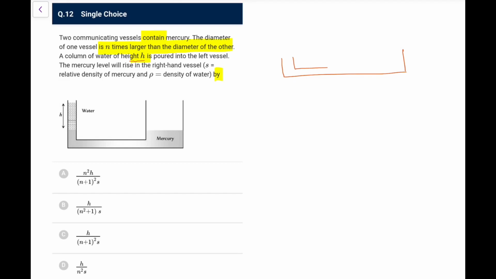Initially, let's say this was the situation, the level of mercury was like this. Now if it rises by x, the volume shifted here would be the larger area A into x, and the volume that will be drifted here would be a times x dash. Let's say x dash is the drop here. So first of all, A x dash would be a x. So x dash would be in terms of A by a, and the diameter is n times larger, so A by a would be n square, so that is n square times x.